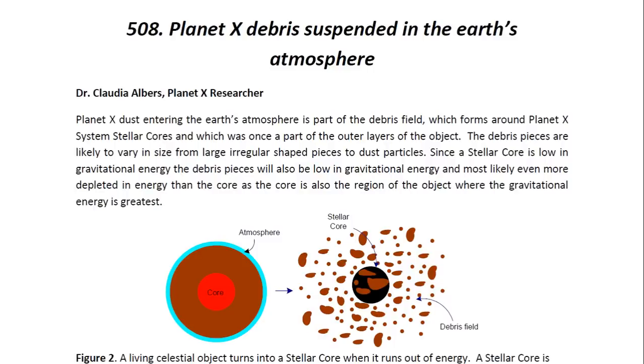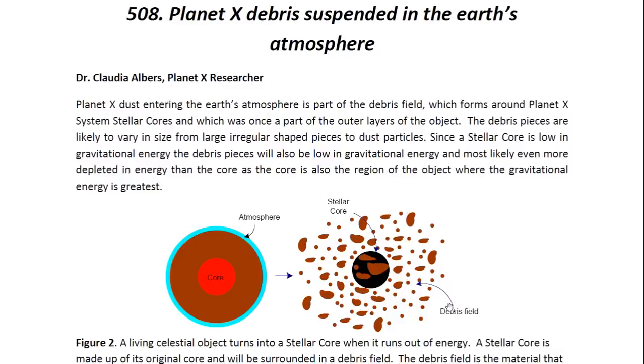This one's entitled Planet X Debris Suspended in the Earth's Atmosphere. Now, Planet X dust entering the Earth's atmosphere is part of the debris field which forms around Planet X system stellar cores and which was once a part of the outer layers of the object. The debris pieces are likely to vary in size from large irregular shaped pieces to dust particles.